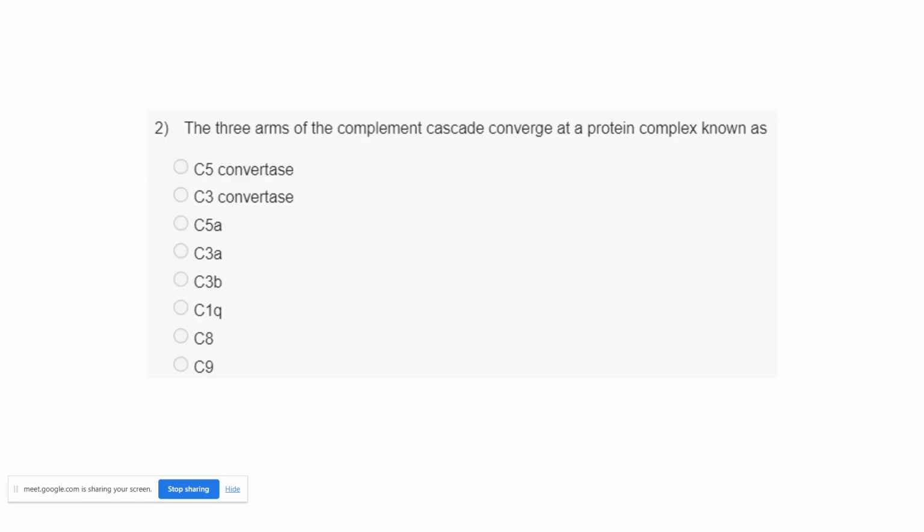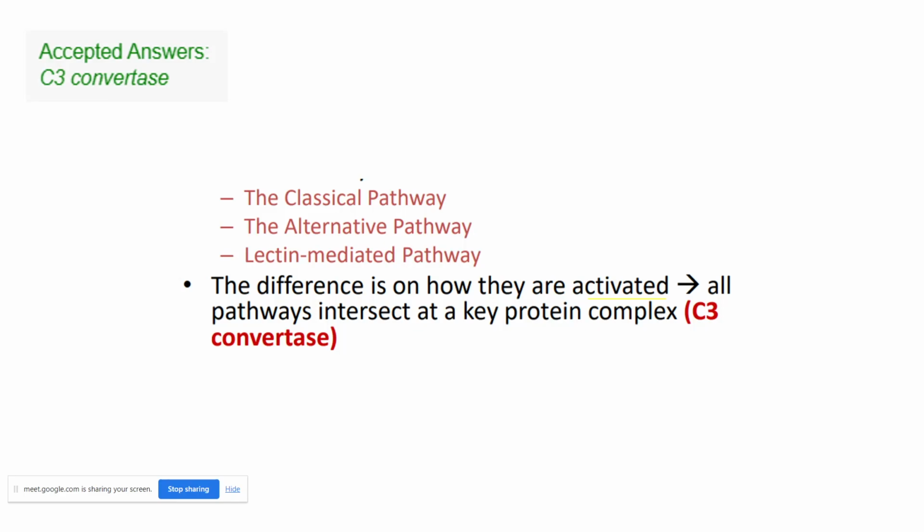Next question. The three arms of the complement cascade converge at a protein complex known as. The correct answer here would be C3 convertase. The three arms of the complement cascade are the classical pathway, the alternative pathway, and the lectin mediated pathway. All these three pathways intersect at C3 convertase.